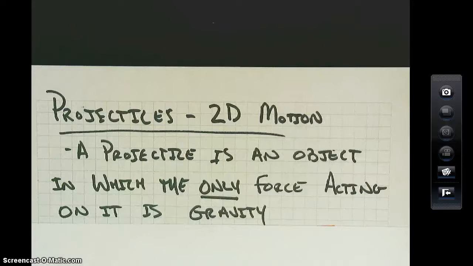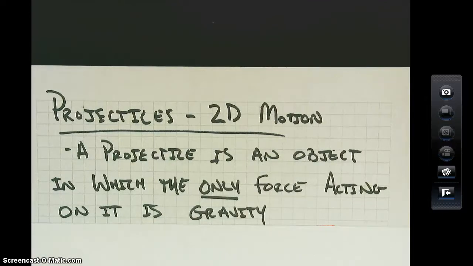Alright, so this is your introduction to projectiles and projectile motion. First things first, projectiles. Up to this point, we've only dealt with things that move in one dimension, and now we're actually taking a look at things that move in two dimensions. Projectiles move both vertically and horizontally, and at the same time.